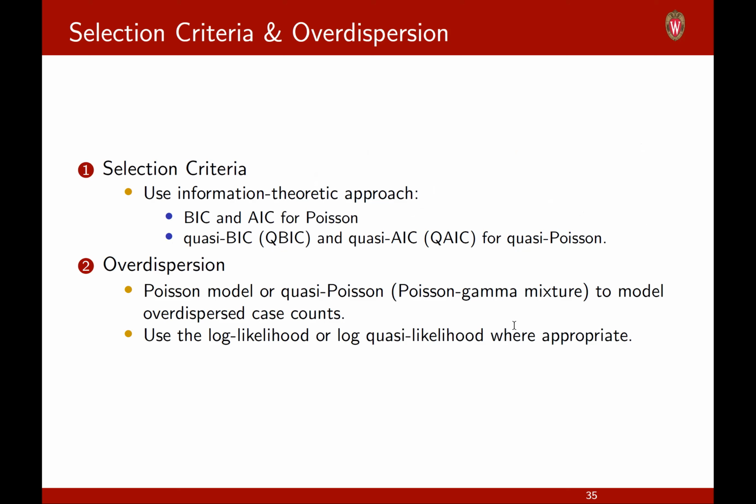So in most real life, Poisson doesn't really hold up because there are some strong assumptions, and we sort of expect there to be overdispersion in our case counts. And so we also explore a quasi-Poisson model. And where appropriate, we're either using a log likelihood or a log quasi likelihood.